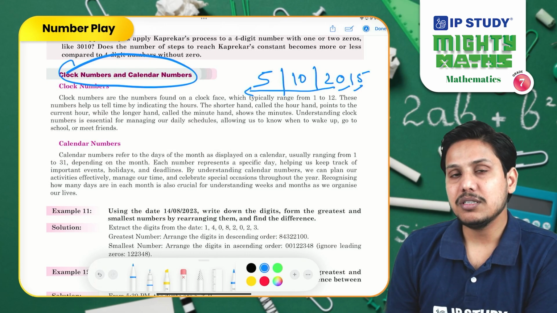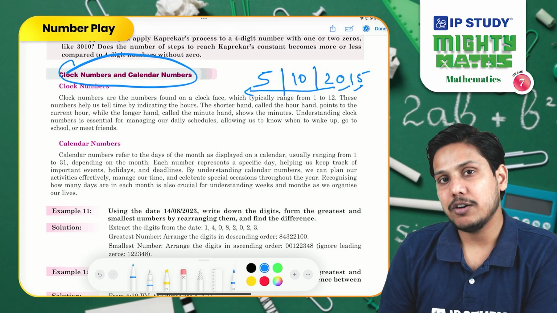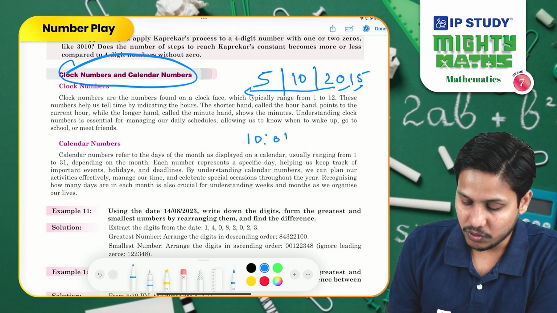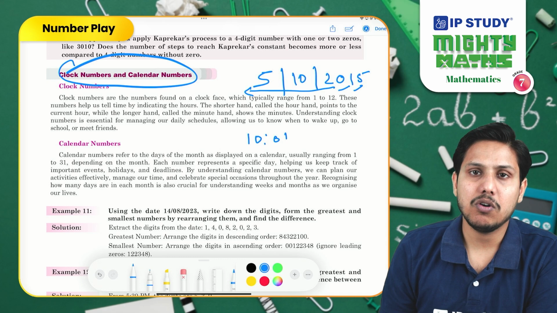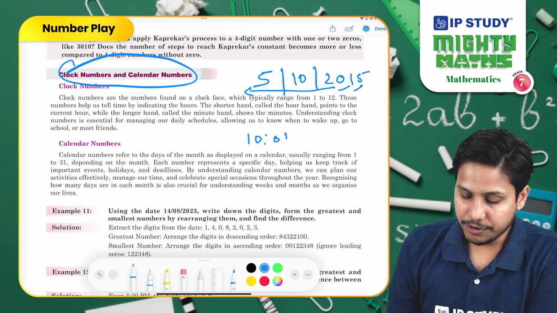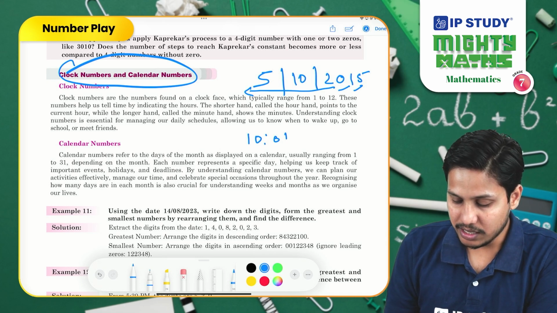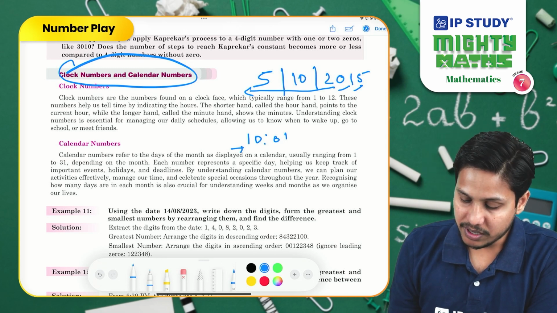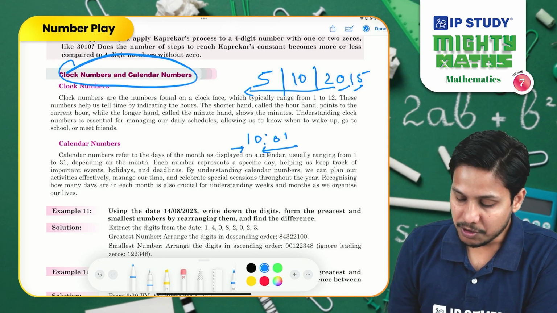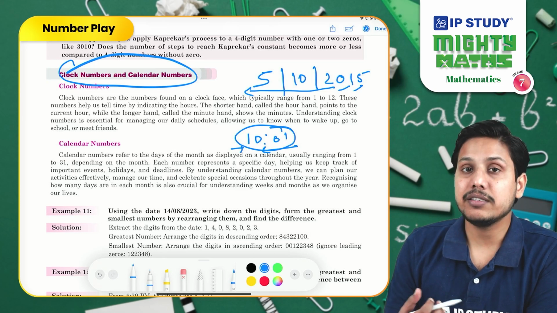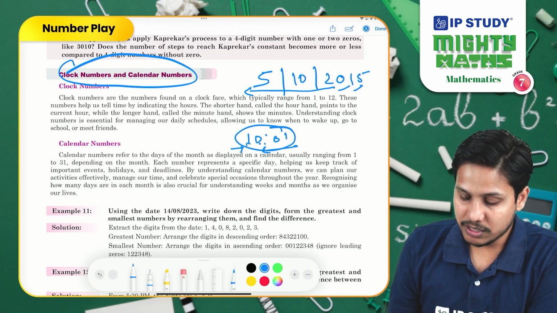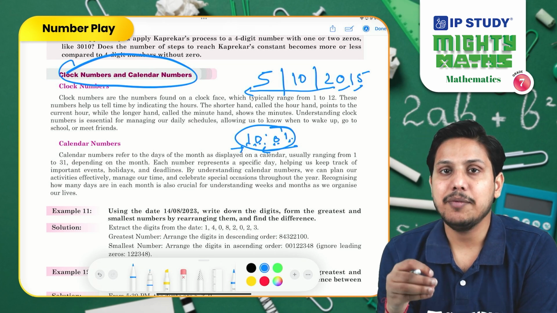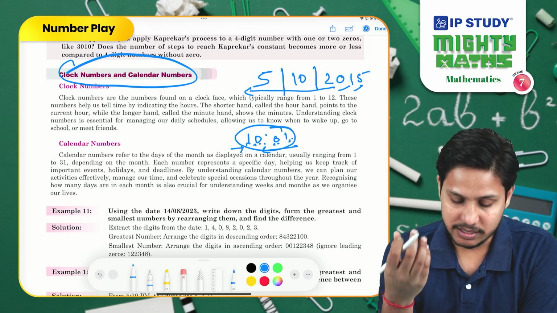Sometimes time also shows palindromic patterns. Like if we have the time 10:01, it can be either in the morning or at night. Whether we read it from left to right or from right to left, both will read the same value, 1001, 1001. So dates and time also show some patterns.